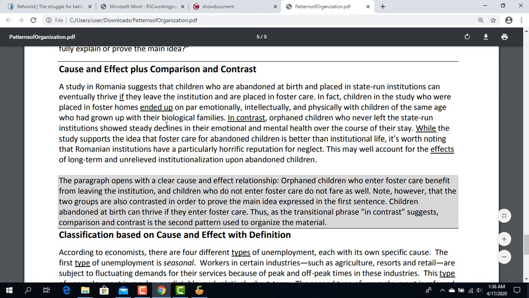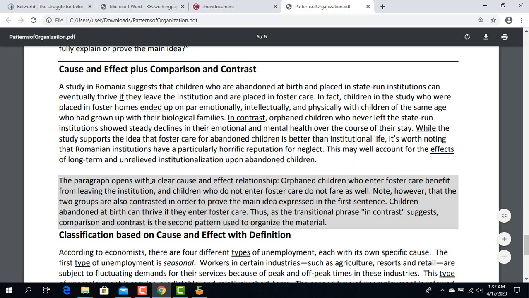So here we can see in this paragraph we have various patterns. The first one is a contrast, not compare-contrast, just contrast, because we're contrasting here. In contrast, we're contrasting between these two groups of children: the orphaned children who never left the state-run institutions and those who escaped this place. So we have contrast, and here we have effects. We mentioned some effects, so we also have the cause and effect pattern.